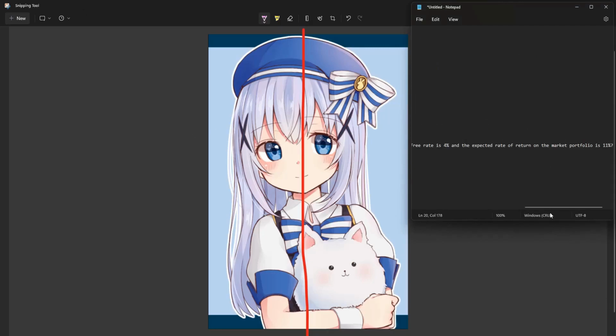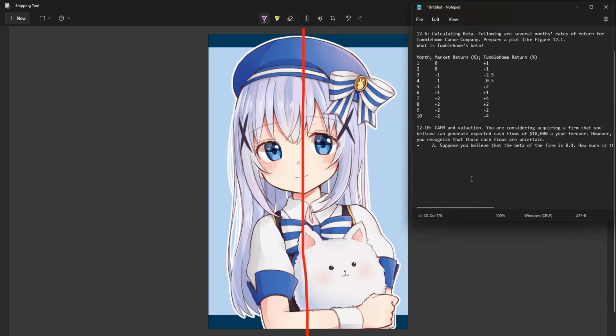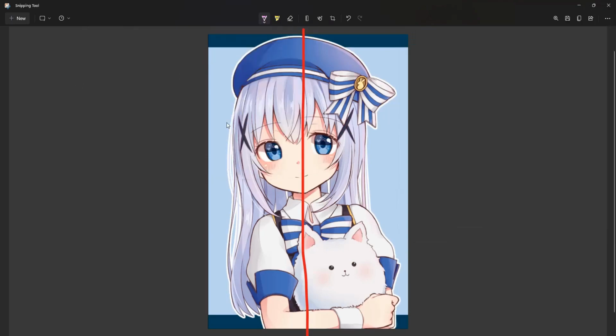Part A of this question asks, suppose you believe that the beta of the firm is 0.4. How much is the firm worth if the risk-free rate is 4% and the expected rate of return on the market portfolio is 11%? To do this question, we are asked to use the following formula.